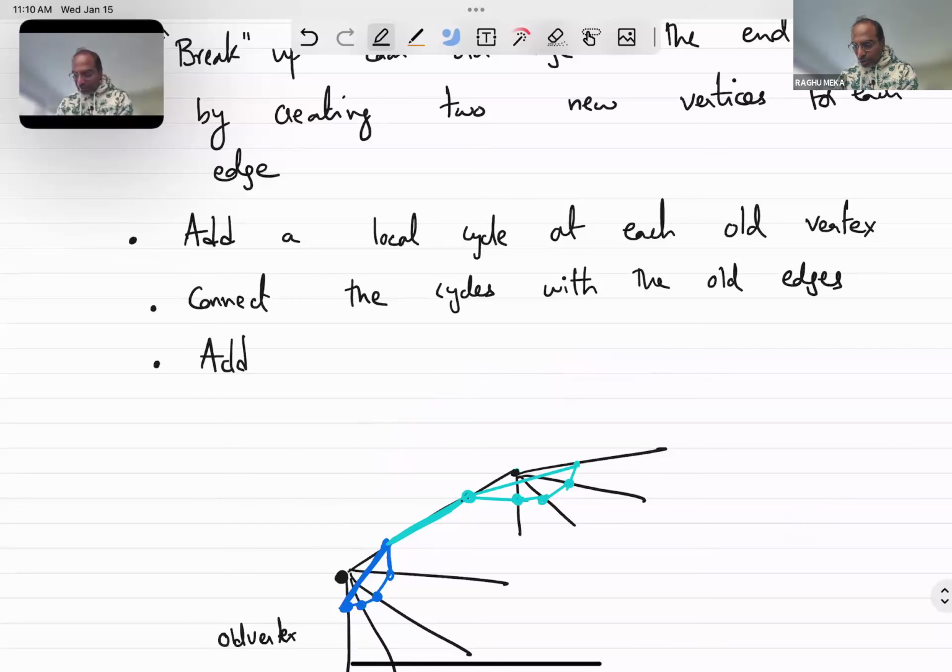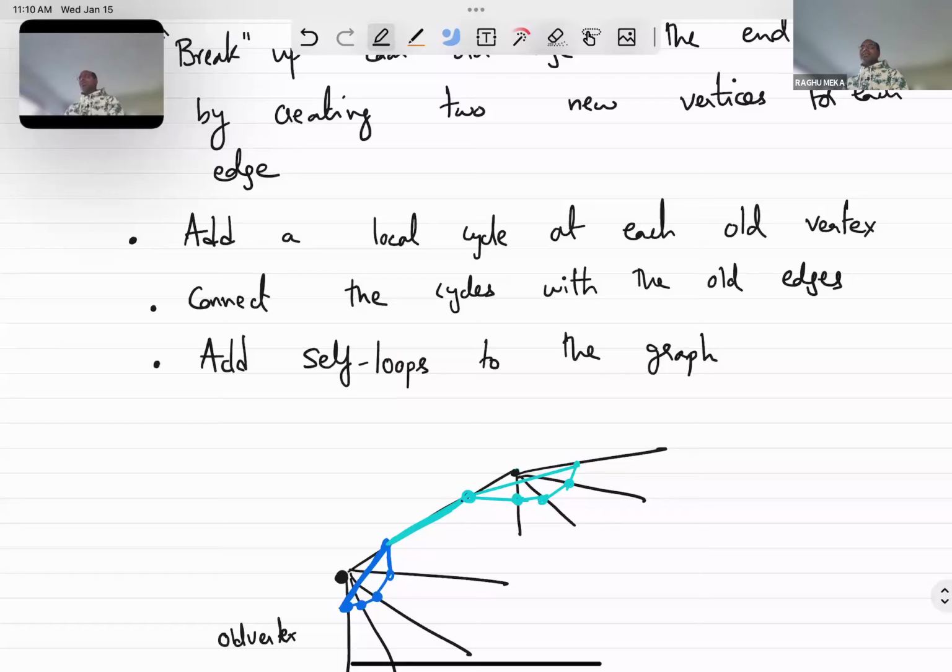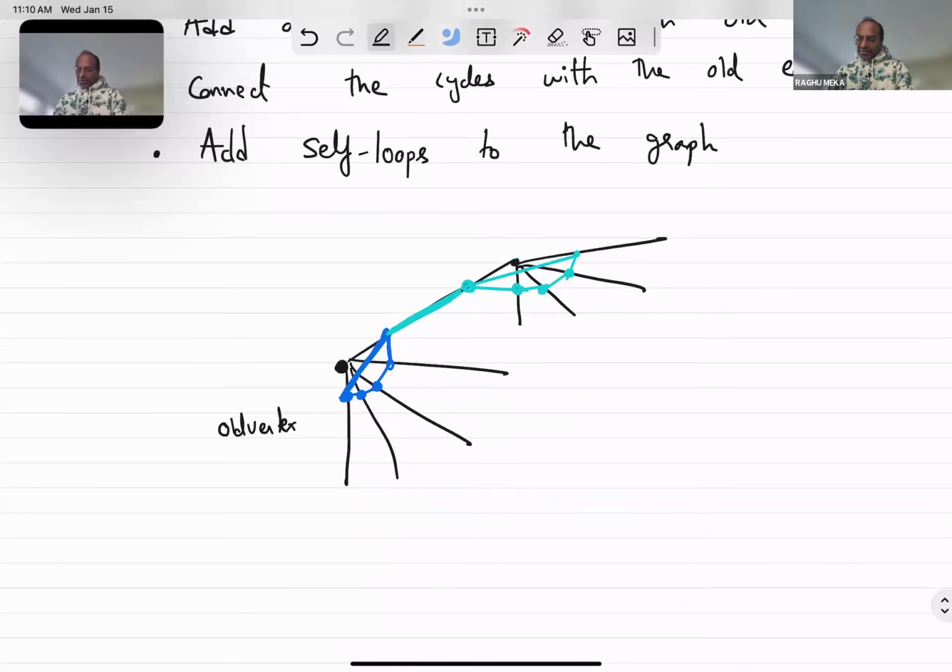And finally, add self loops to the graph. Okay, and finally, we'll add some self loops so that things are nice linear algebraically. So like this.